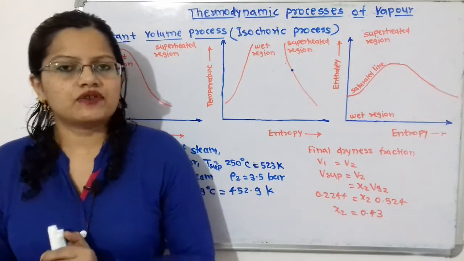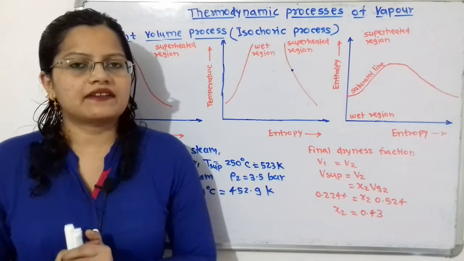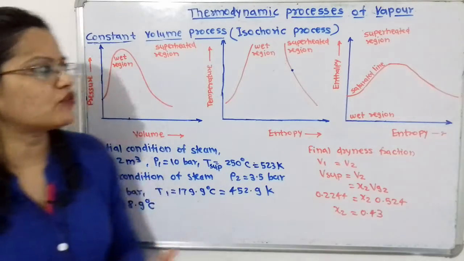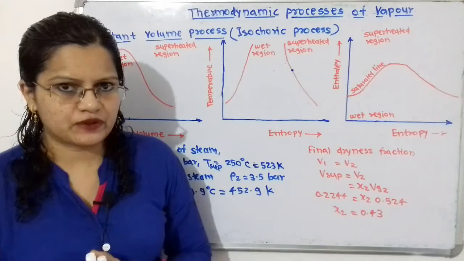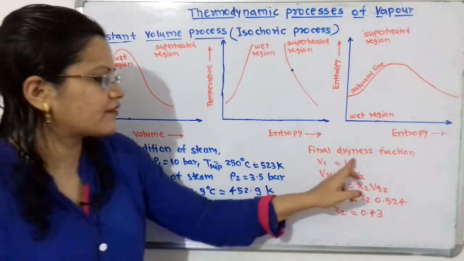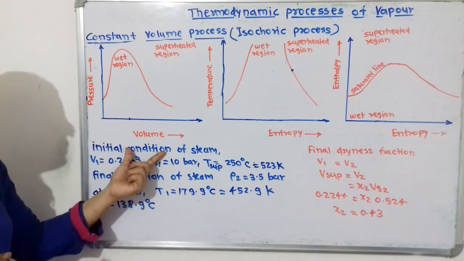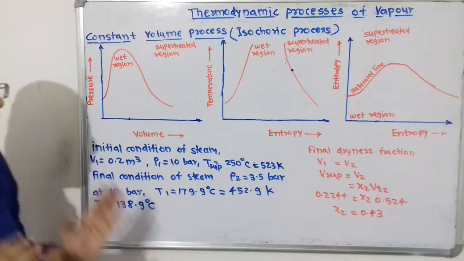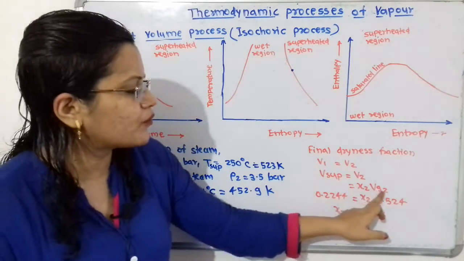Now we will find out the final dryness fraction of steam. It is given that the steam is cooled inside a closed vessel. So this is the case of a constant volume process, that is the isochoric process. So we will say that V1 is equal to V2. V1, the initial condition of steam, is superheated steam. So we will say that V superheated is equal to V2, and V2 is equal to X2 Vg2.